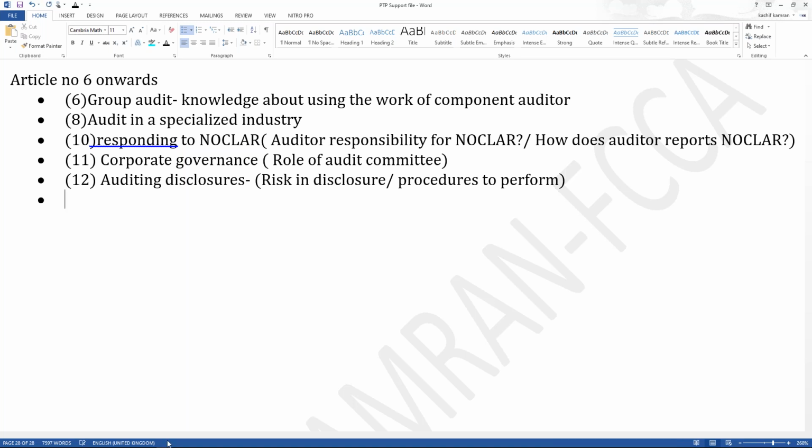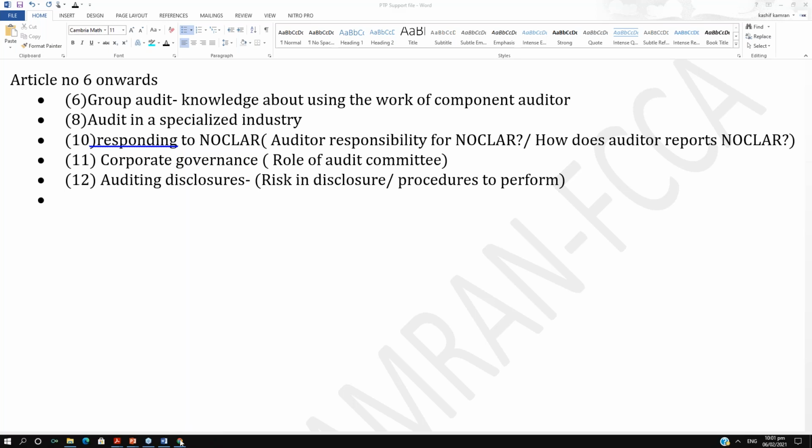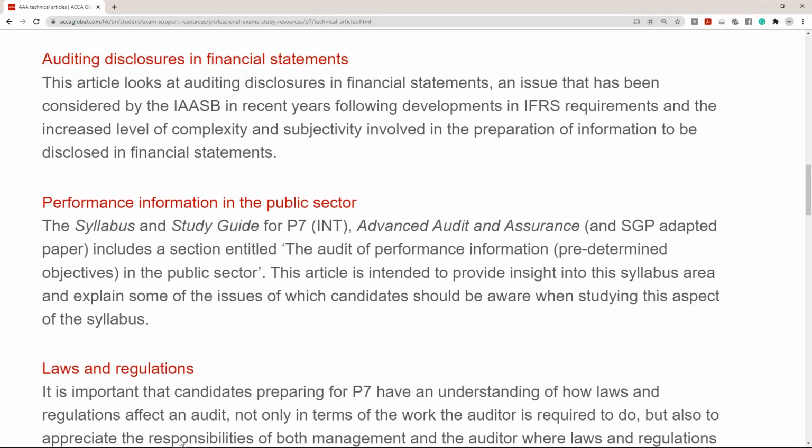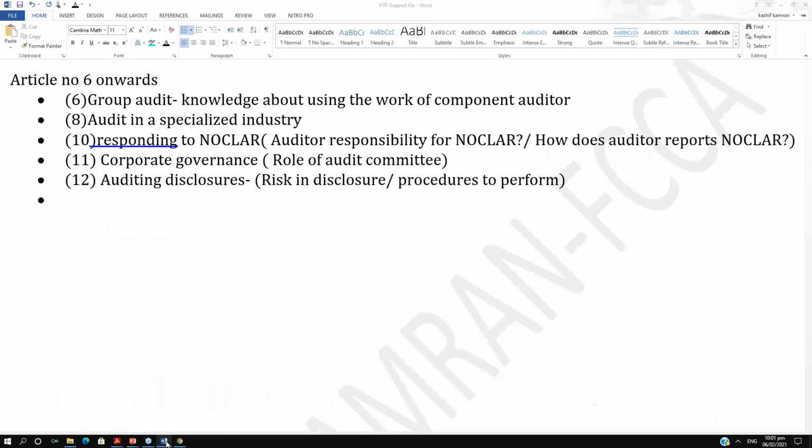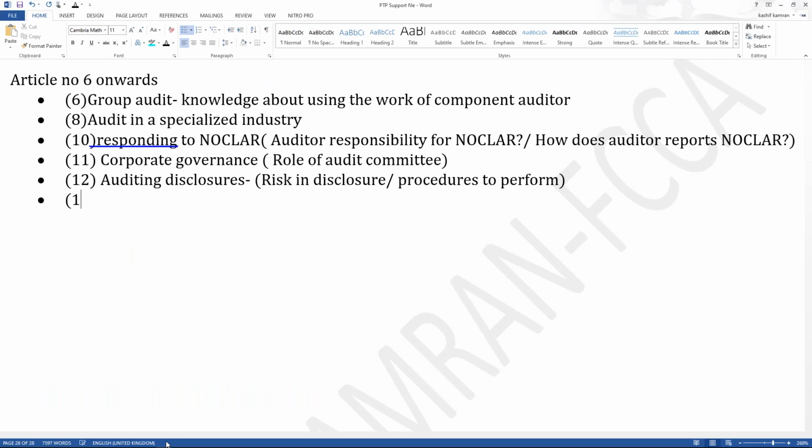Okay, next, the 13th article in order. Performance information in the public sector. We've already covered that today, right? Was that a knowledge article? Yes, it was giving us knowledge about the difference between performance audit and audit of performance information, and about the types of reports. So performance information in the public sector is already part of the list. Number 13 came today. You exactly know what to do in this article, so I'm not writing a summary.